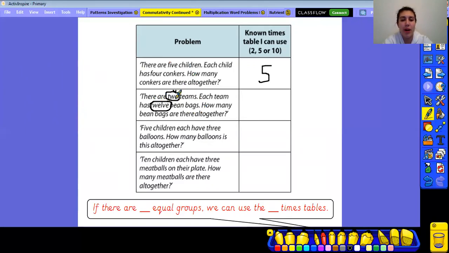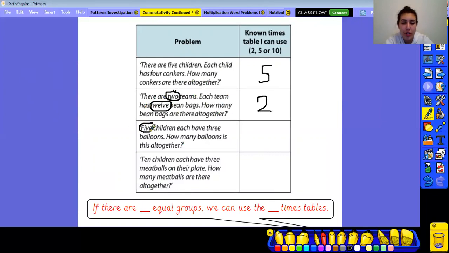That's right, I know my 2 times tables. So even if there are 2 equal groups, we can still use the 2 times tables because I will have 2, 12 times. So I know my 2 times tables will help me answer that question.